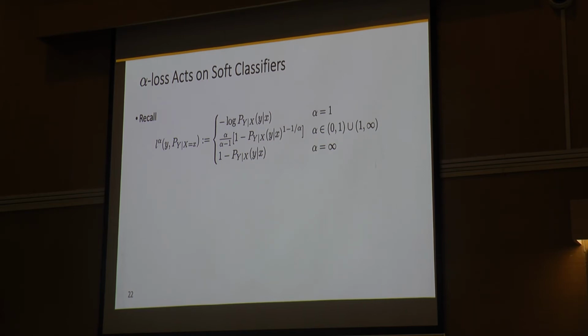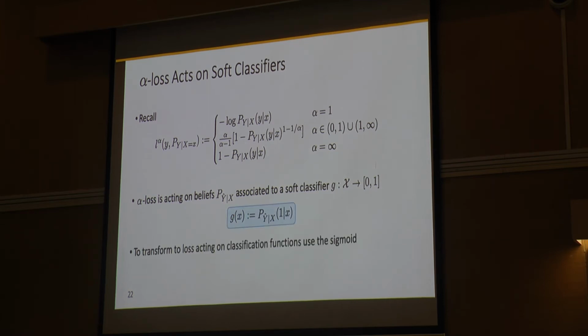If you go back, for alpha equals 1, you get log loss. And then for all other alphas, as soon as you estimate a probability, you raise the probability to this power, scale it by this, and you get this, right? And in the limit alpha equals infinity, you get this 1 minus probability of error. So effectively, alpha loss acts on these probabilities, and therefore you need what's called a soft classifier. You could also do a classification function, then you would use a sigmoid after that, right? So from now on, we're going to look at soft classifiers as our hypothesis class, okay?